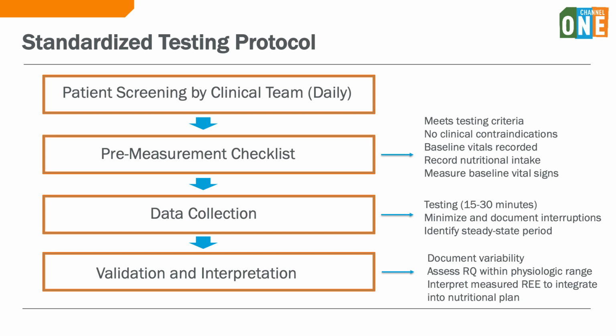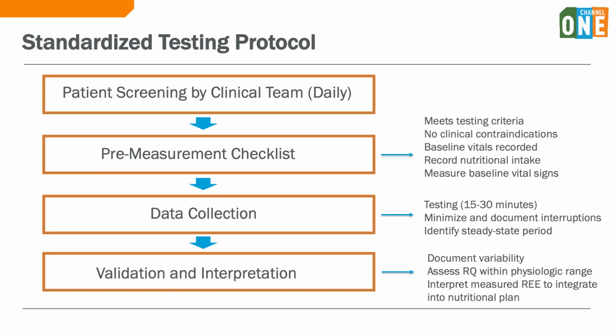Testing usually takes between 15 to 30 minutes from setup, calibration, and testing. As mentioned before, the technician should monitor the variability in measurement to ensure a 5-minute steady state period was achieved before completing testing. After testing is completed, the information can be downloaded and interpreted with the clinical team to assess whether the results make sense with the physiologic state of the patient and how nutrition prescription can be adjusted based on these measurements.